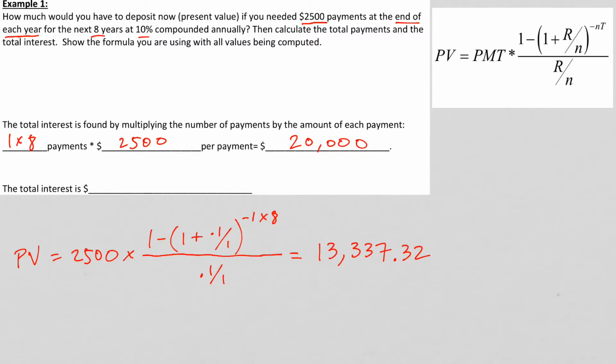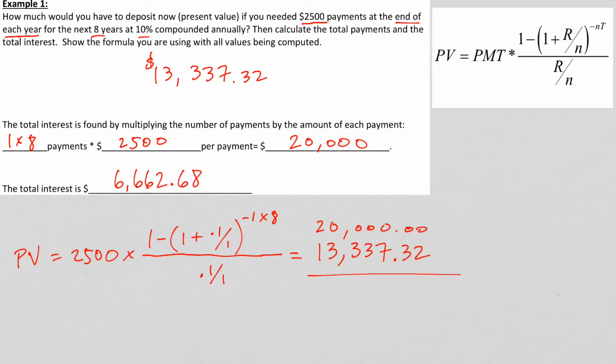So this will be worth $13,337.32, that's how much we'd have to deposit. Well, but we're going to take $20,000. Notice I'm subtracting the other way right now. And we are going to get $6,662.68.